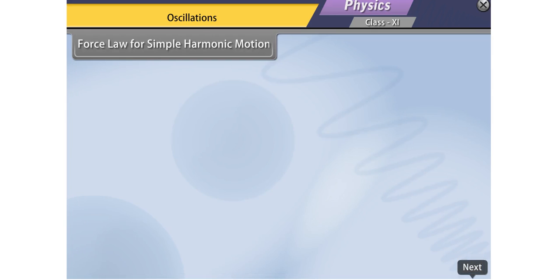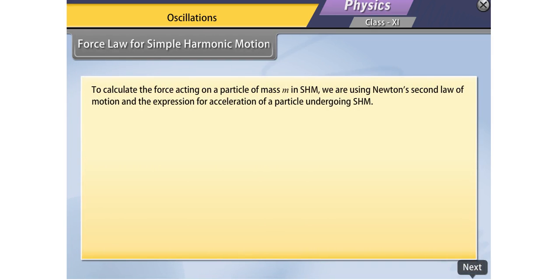Force law for simple harmonic motion. To calculate the force acting on a particle of mass m in simple harmonic motion, we are using Newton's second law of motion and the expression for acceleration of a particle undergoing simple harmonic motion. F(t) is equal to ma. Putting the value of a, we get F(t) is equal to minus m omega square x(t). F(t) is equal to minus k x(t). Here, k is equal to m omega square. Omega is equal to under root k upon m.